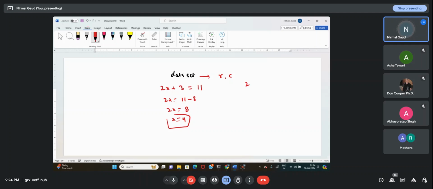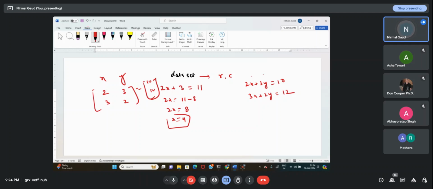Now if you have 2x plus 3y equal to 10, and 3x plus 2y equal to 12, you have x and y as two variables. To solve these two variables, you require two equations. Let us suppose you have data right now with entries 2, 3 and 3, 2. This is x, this is y, and 10 and 12. This is how you write it.